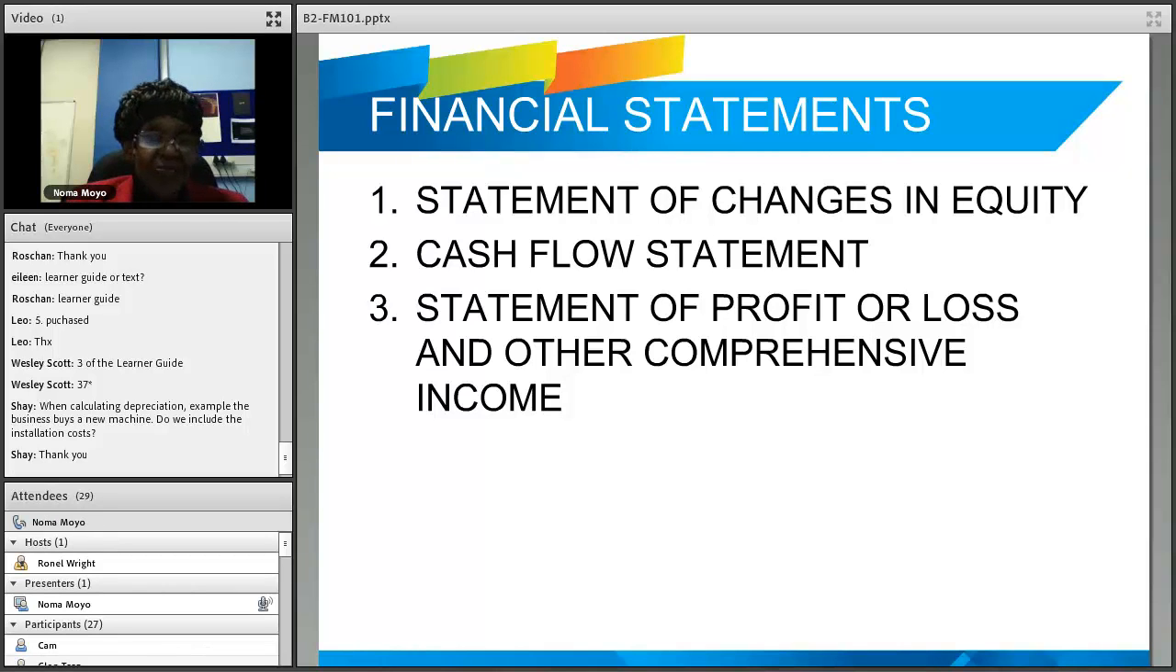Cash flow statements, these ones will be looking at where our cash came from. They are trying to explain the opening cash balance and the closing cash balance. We are going to look at that. Statement of profit and loss and other comprehensive income, you have looked at that. We have looked at that.